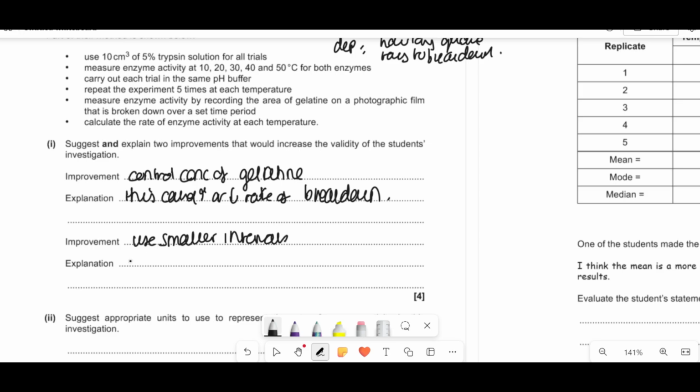If I use smaller intervals, then I can identify a more accurate, so closer to the real value, temperature that's optimum. Right? Because if the optimum is like, I don't know, 36, I won't know because I only see 30 and 40. I can't just guess. I have to go and measure it.